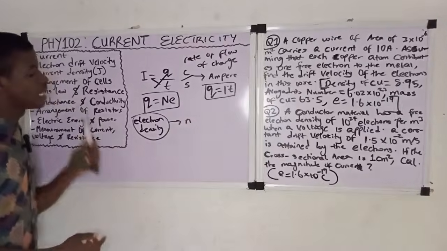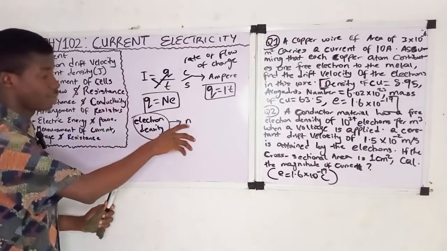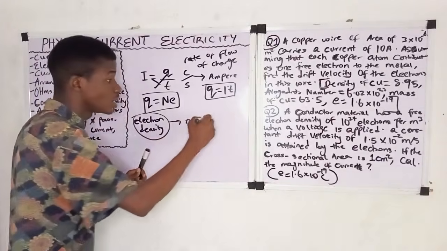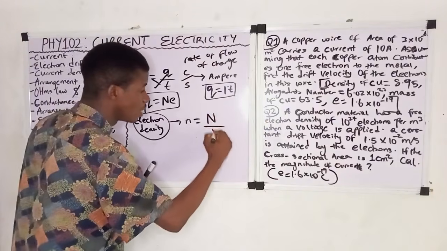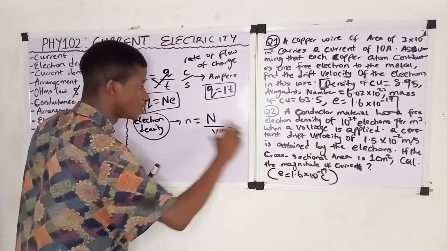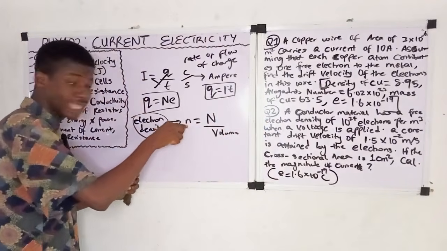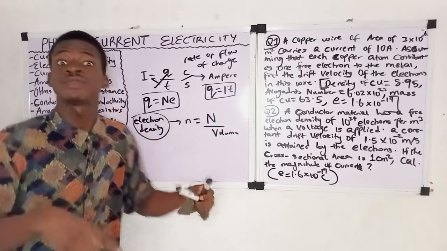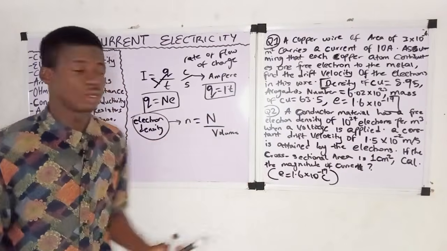Now, what is electron density? Electron density is represented by this symbol n. Electron density, which is represented by n, is equal to the number of free electrons per unit volume. Small letter n is equal to N, the number of free electrons, divided by the volume in the conductor.